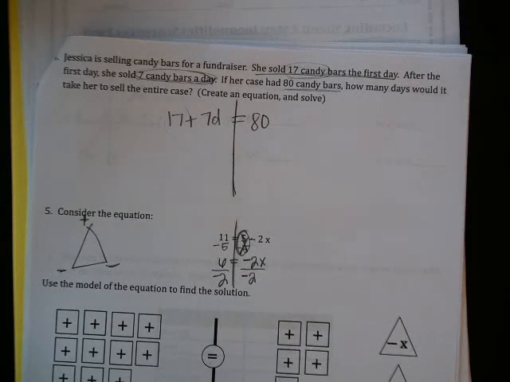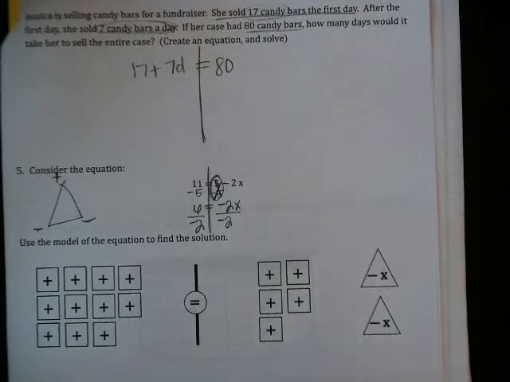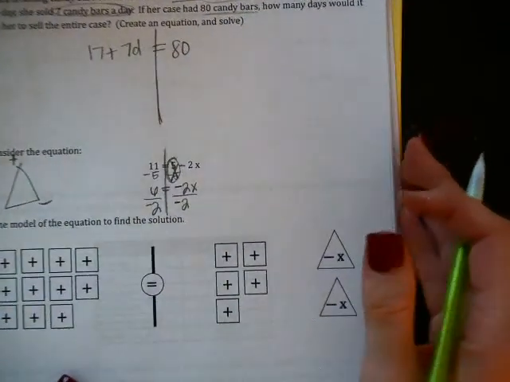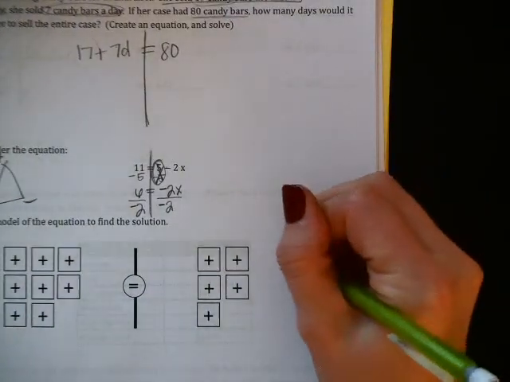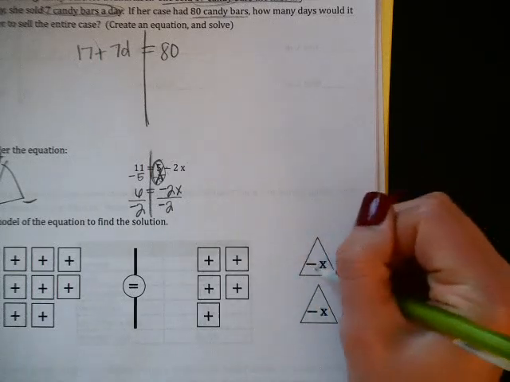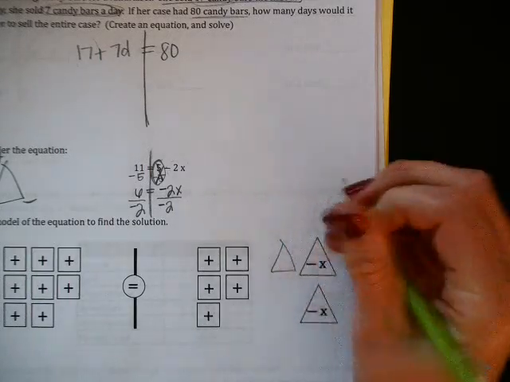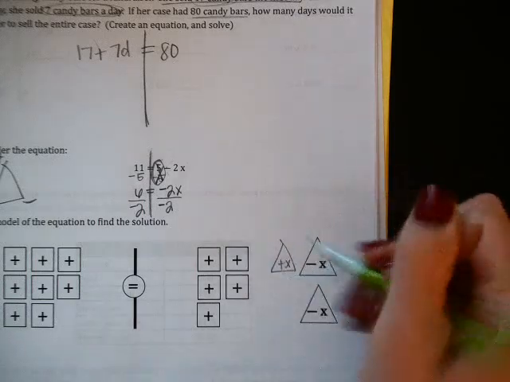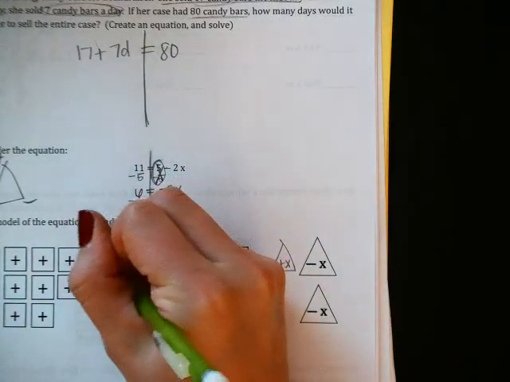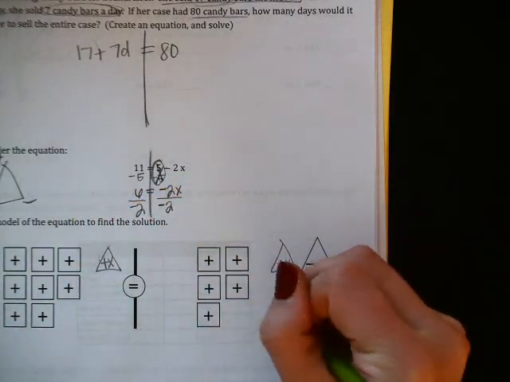It says use the model. Well, what this is really saying is, just like we did when we did our algebra tiles, I want to solve for what 1x is. Well, these are negative x's, so I would have to add a positive x there. If I add one over there, I have to add one over here, and a positive x here.